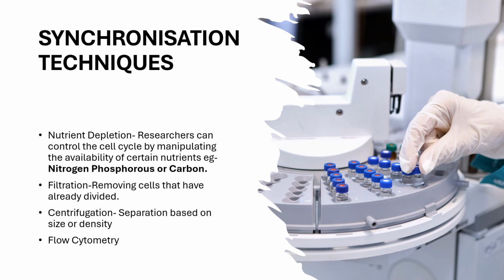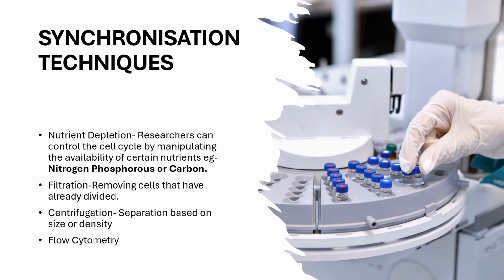When the nutrient is depleted, bacterial cells will halt their growth. So normally the nutrient that is depleted, usually in order to attain synchronicity, is either nitrogen, phosphorus or carbon. So once either of these three nutrients is depleted, the bacterial cells will obviously halt their growth and they will go into a resting mode.